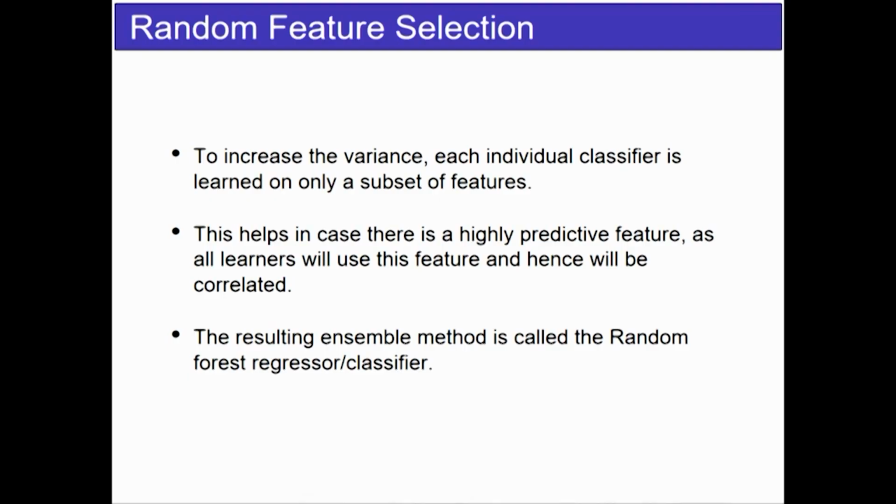So you can force it to not use it. How do you do that? You add one more level of randomness, to increase the variance. Each individual classifier is learned not only on a subset of the samples, but also on a subset of features. For example, say you have 1,000 people, and say you have 10 demographic features, like maybe their age, their gender, their ticket class, and all that. So you have 10 features.